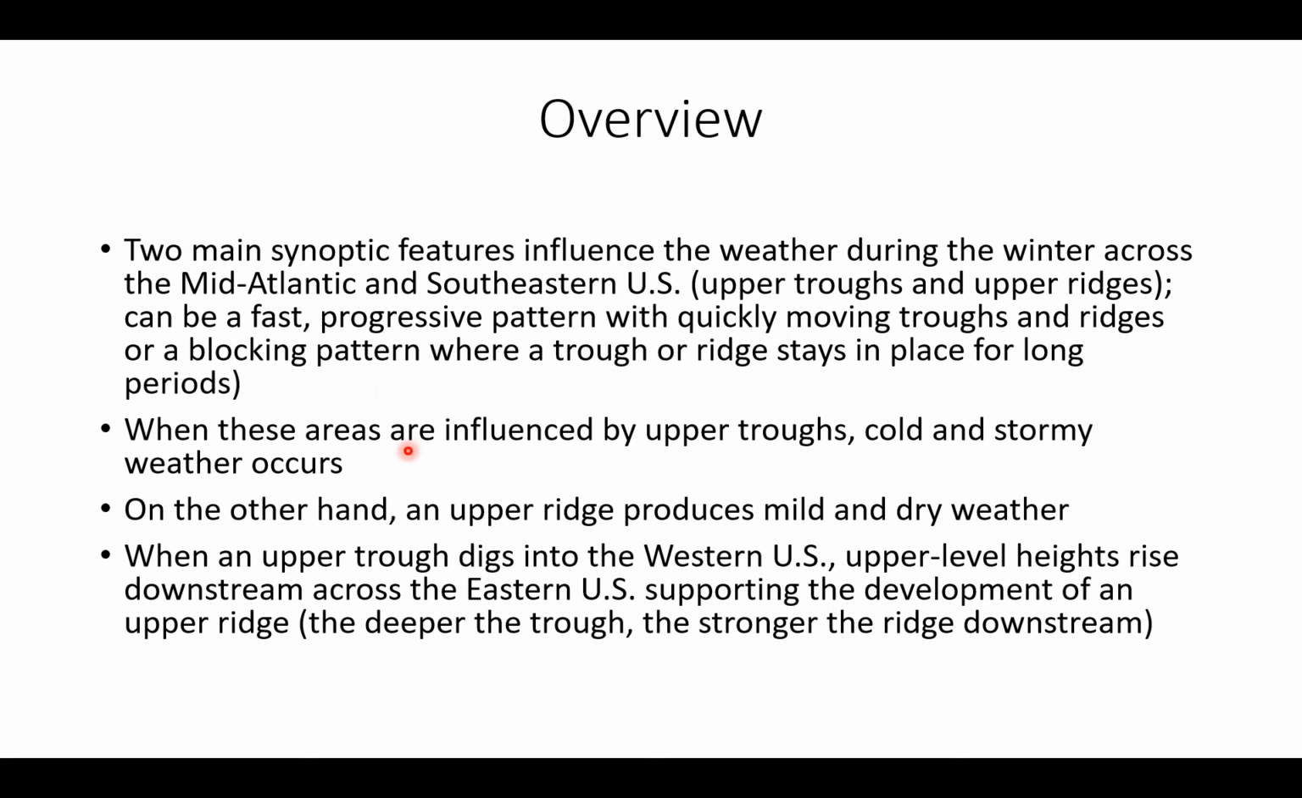Now, when the southeastern U.S. as well as the mid-Atlantic are influenced by upper troughs, we typically see cold and stormy weather. On the other hand, when we have an upper level ridge in place across the mid-Atlantic and southeastern U.S. during the winter, we typically see mild and dry weather. So when an upper trough digs into the western U.S., upper level heights typically rise downstream across the eastern U.S., supporting the development of an upper ridge. And the deeper that trough digs into the western U.S., the stronger that upper level ridge will be downstream across the eastern U.S.